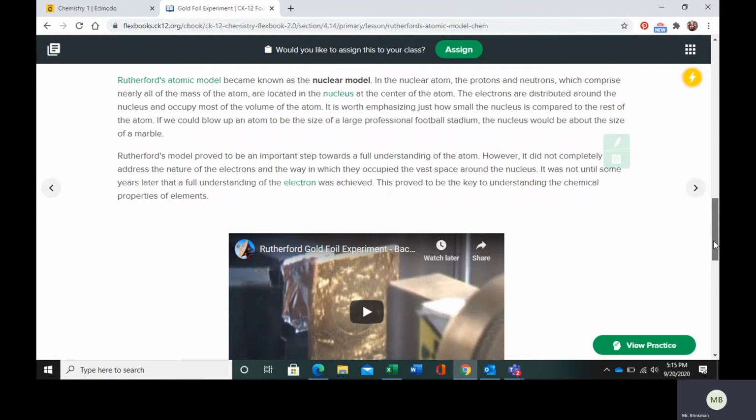Okay, so in the nuclear model, the protons and neutrons are situated at the center of the atom, or the nucleus. And the electrons are going around the nucleus. The electrons are situated around the nucleus and take up most of the volume of the atom. But they also thought that most of the atom, the majority of the atom, was empty space.